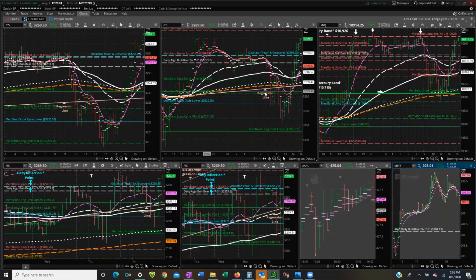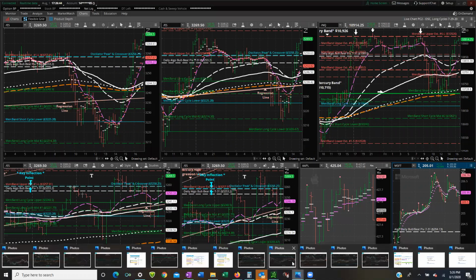I'll give you another example right here. You can see where the white crosses through, or the purple crosses through the solid white. Right there, call it 46. What happened when it got price acceptance back above 46? See ya. So that's how those work.